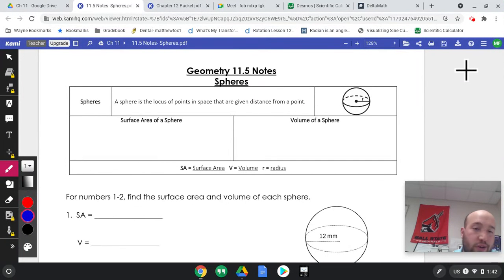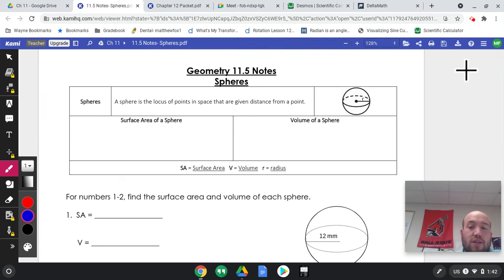Today we are going to talk about a sphere. Now, right here it says a sphere is the locus of points in space that are a given distance from a point. Okay. Now that might be kind of confusing. I'm not concerned that you know that definition. Basically, a sphere is just a ball.